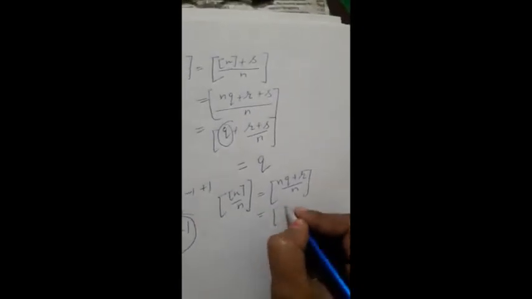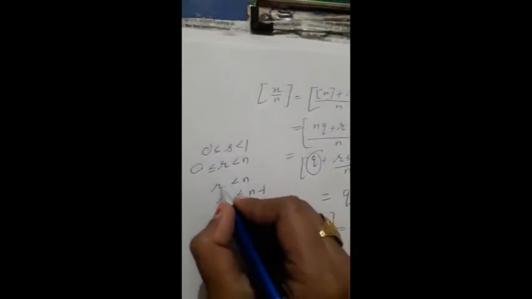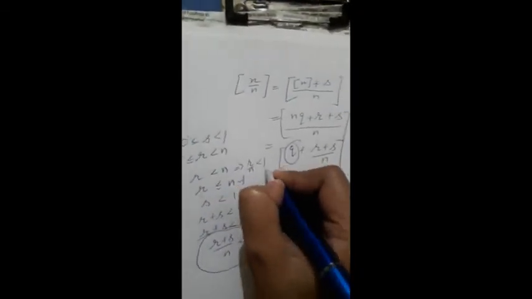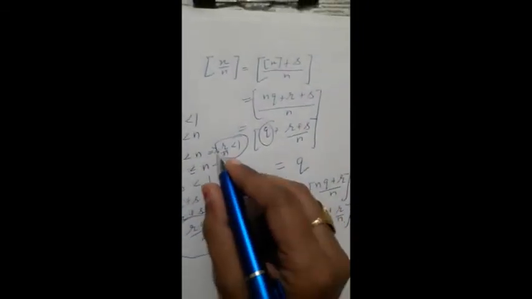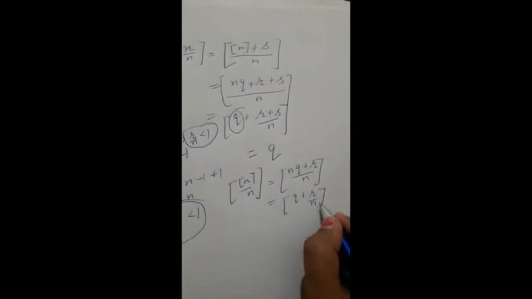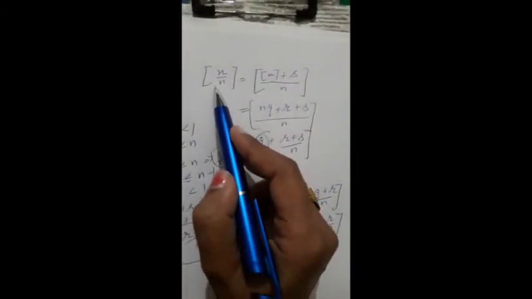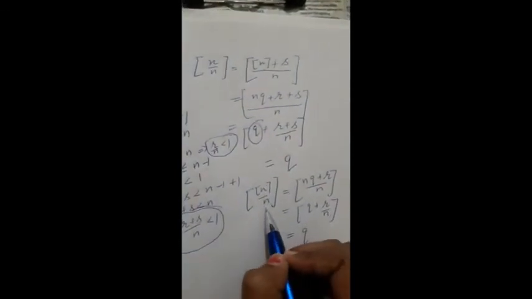That is q plus r upon n. And r is strictly less than n. What does this imply? r upon n is strictly less than 1. That is, it is the fractional part. It is a decimal number. It is greater than or equal to 0. So therefore, its value is q. So both the numbers are the same. So therefore, greatest integer of greatest integer x by n is the same as greatest integer x by n.